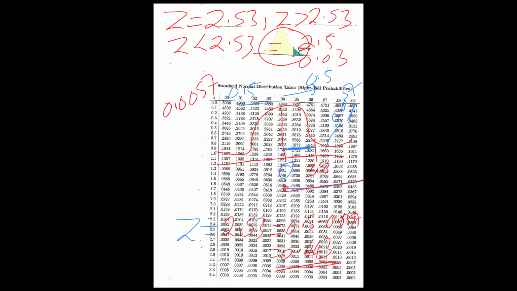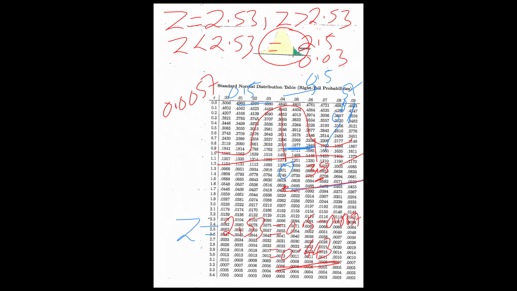Okay. What about the probability that z is greater than 2.53? What is the probability that z is greater than this number, which means it's right after this number? It's the same, 0.0057. We already have it, correct?